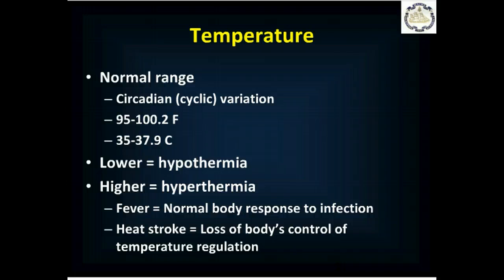Lower than that, we consider hypothermia. Higher than that, we can consider to be hyperthermia, or excessively high body temperature. A fever is a hyperthermic state, which is a normal body response to infection. So the set point of your metabolism is increased and your temperature runs higher. That's both a response to the infection and it can help your body to fight the infection more effectively.